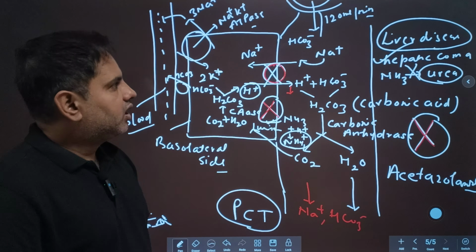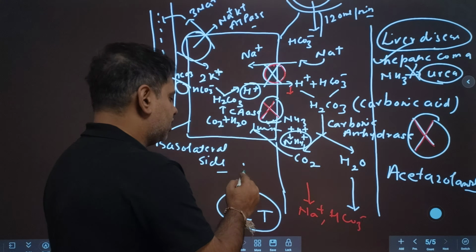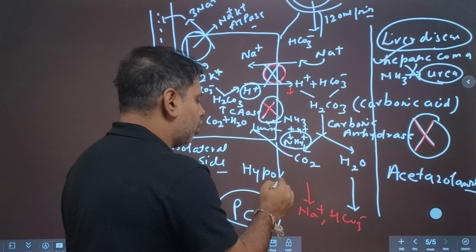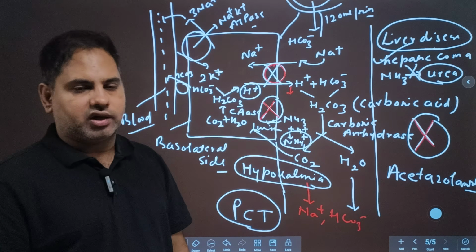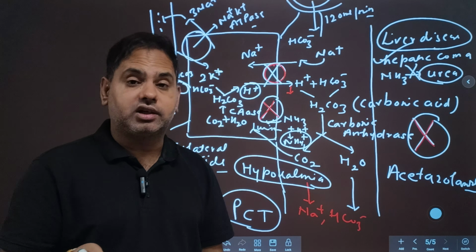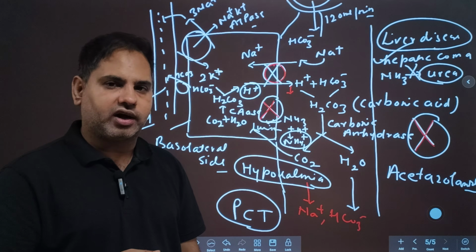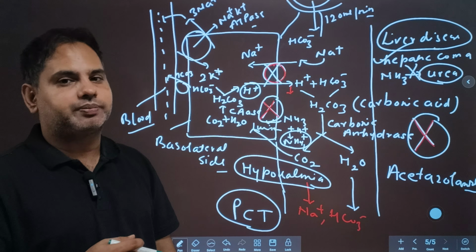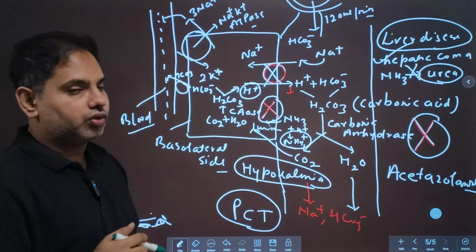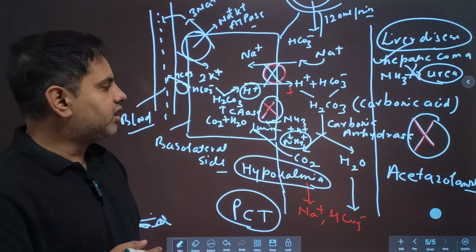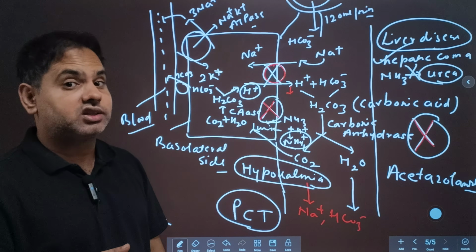Another problem with these carbonic anhydrase inhibitors is hypokalemia. Even though most of the diuretics will result in hypokalemia, even your loop diuretics also result in hypokalemia. These thiazide diuretics can also result in hypokalemia. There are potassium sparing diuretics that can retain the potassium. Otherwise, all of these could result in hypokalemia. So how can hypokalemia be formed? How do carbonic anhydrase inhibitors result in hypokalemia?